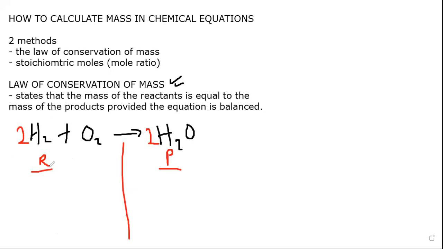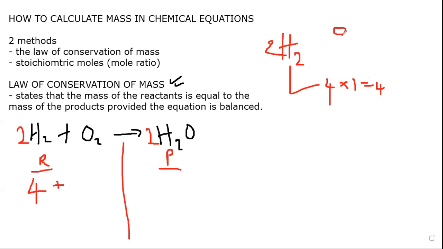So using the relative molecular mass, 2H2 means that you have 4 times the mass of hydrogen, which is 1. This will give us 4. So we have the 4 here, plus the relative molecular mass of O2. O2 means we have 2 times 16, and this will give us 32. So on the reactant side, we have 32 plus 4, this will give us 36.